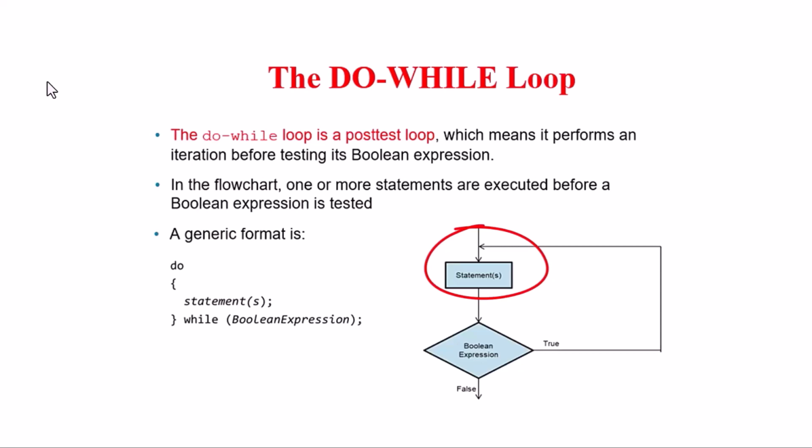The generic format is the do, then you have your block with the statements, and the while comes after the block, which actually checks the Boolean expression and continues. So you're always going to have one set of these statements going through. Why? Sometimes you need that to actually happen. Sometimes you want some statements to execute first. The requirements depend upon what you're actually using it for, so it depends on the application.